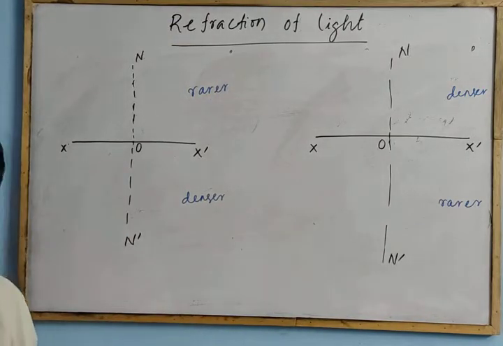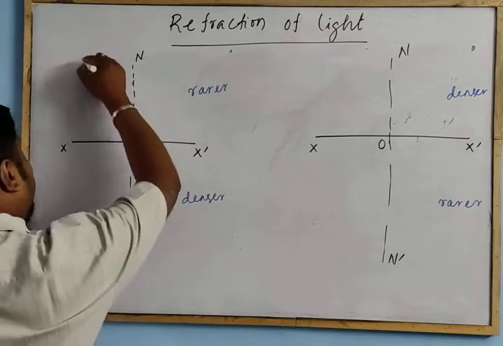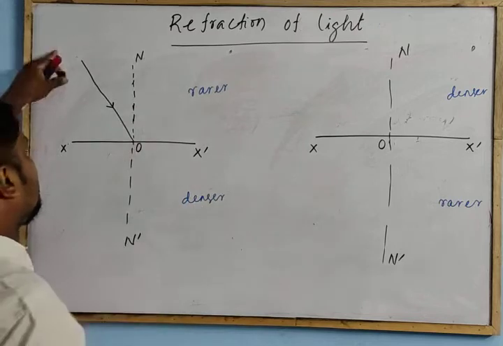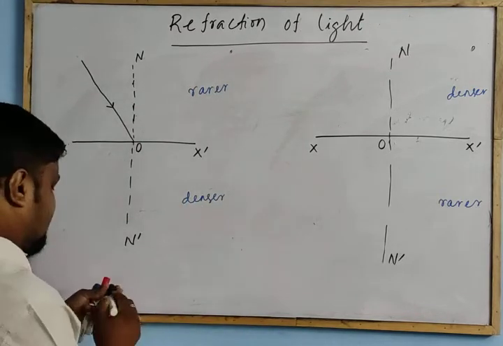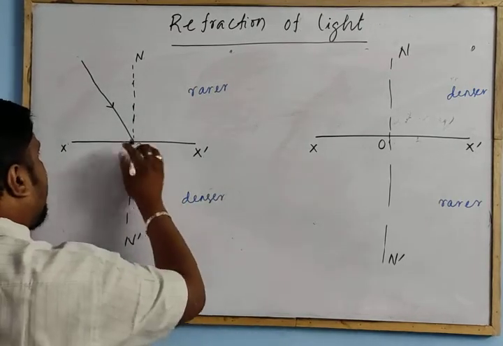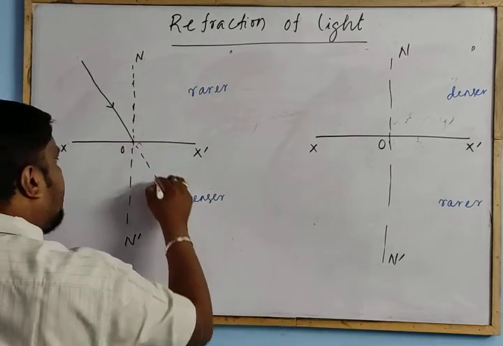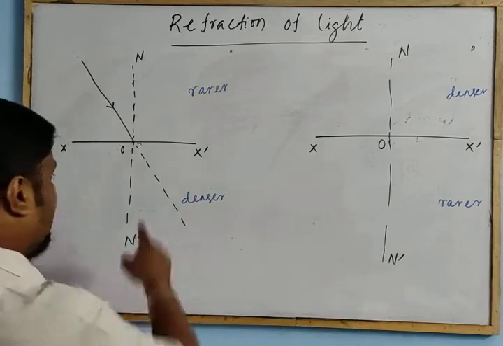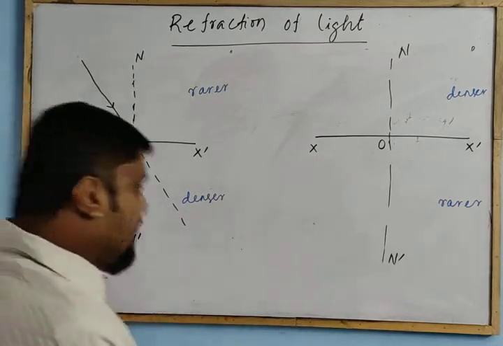Now what this refraction says, as we know that, the ray incident travels from rarer to denser. Then this dotted line will be the actual path if there is no refraction.